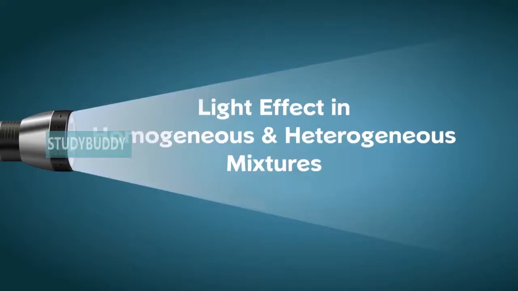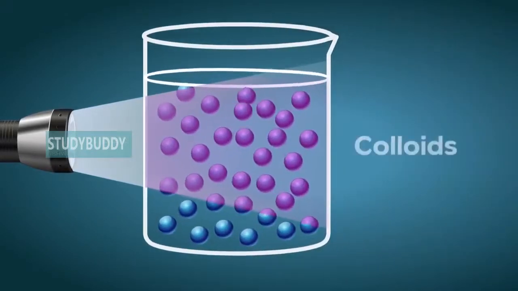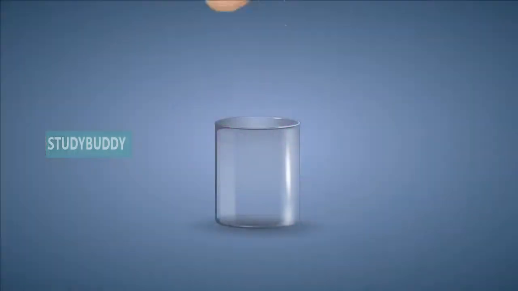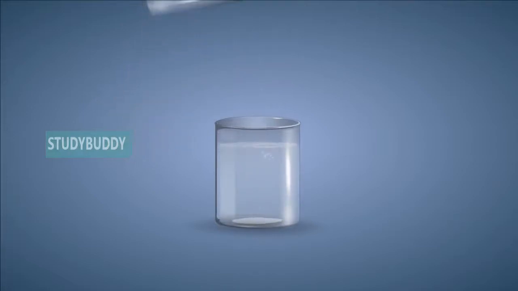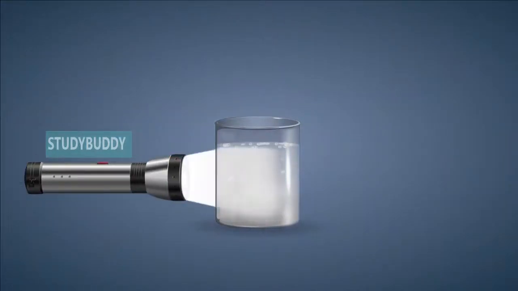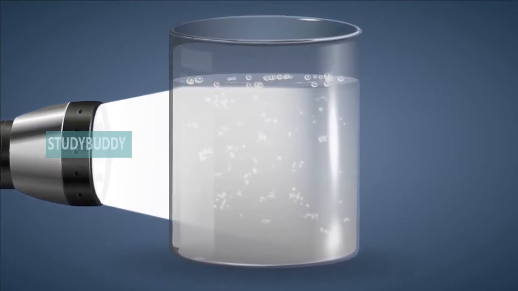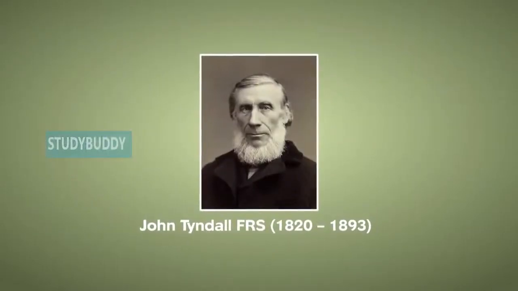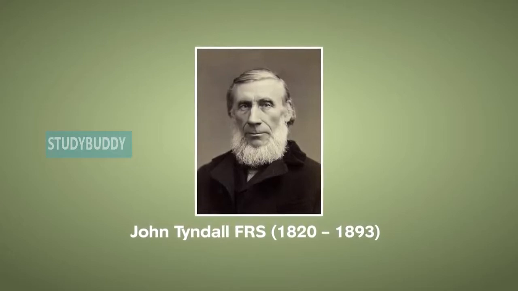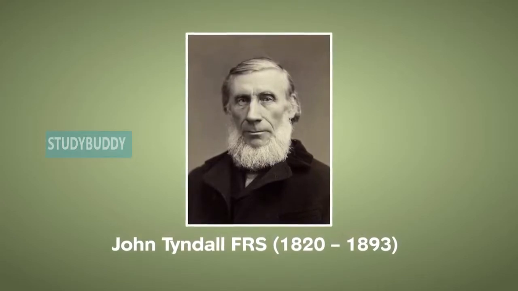What is the effect of light in homogeneous and heterogeneous mixtures? Let us understand how light affects a colloidal solution. When egg albumin is taken in a glass beaker and some water is added to it, we get a colloidal solution of egg albumin. If we were to shine a beam of light from a torch through the beaker, the light is scattered by the colloidal particles and the path of light can therefore be observed. The light scattering effect shown by particles in a colloid was first explained by the British physicist John Tyndall. The effect is known as the Tyndall effect.